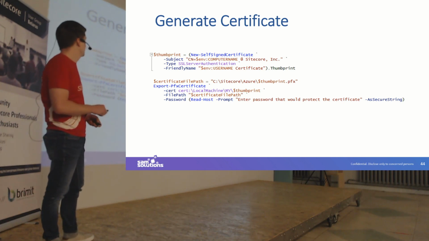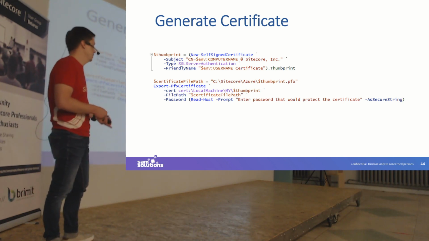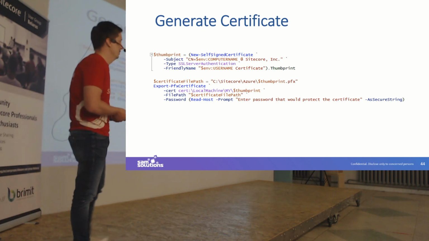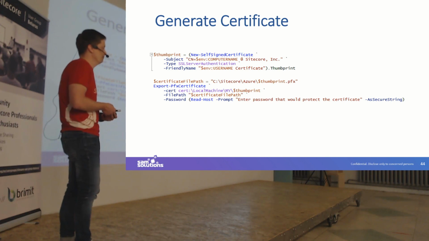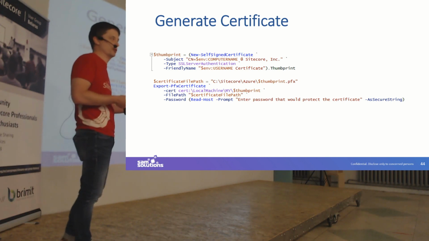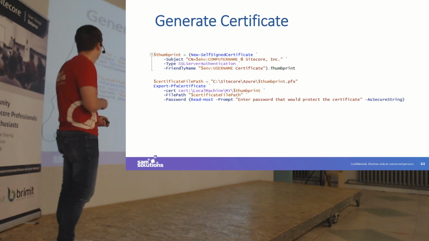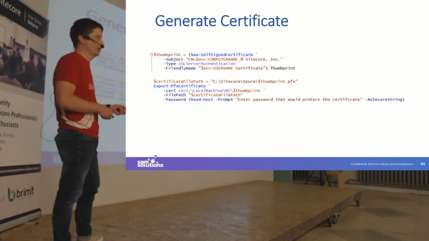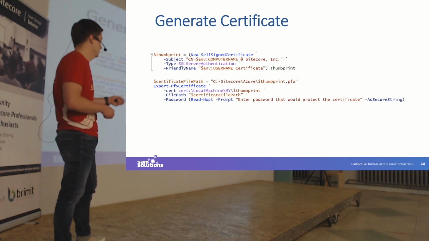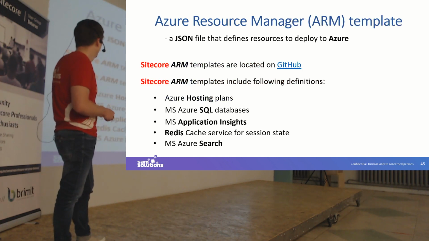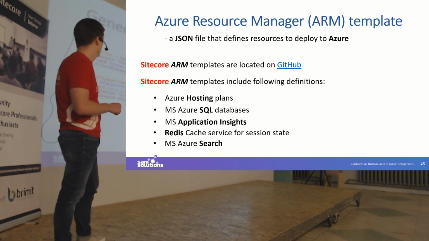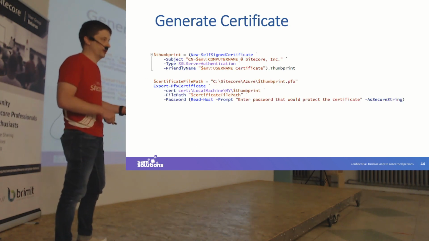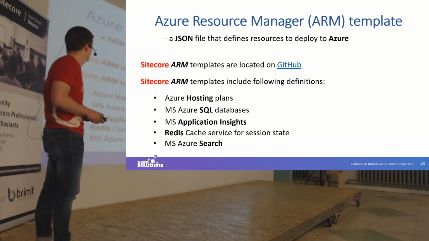Now we need to generate a certificate. This is just a self-signed certificate, because I'm not talking about real production, this is for demo. So this is a PowerShell script. You can grab it and use it. Sitecore documentation also has it, so it's easy. And we put it in this folder, but you also can predefine which one you would like.